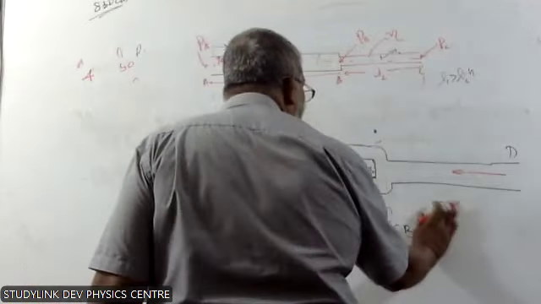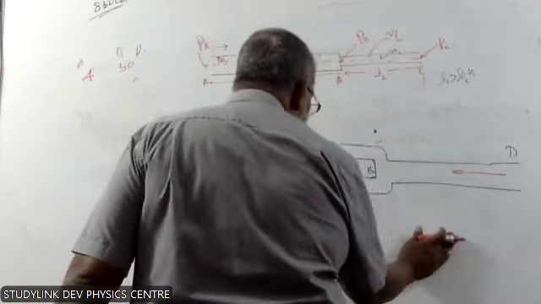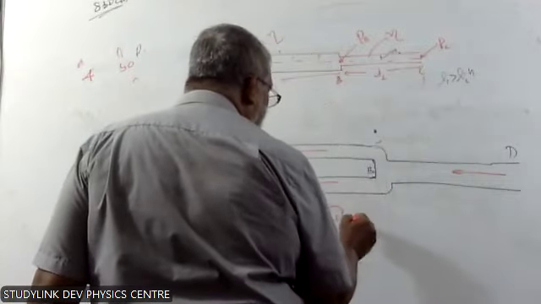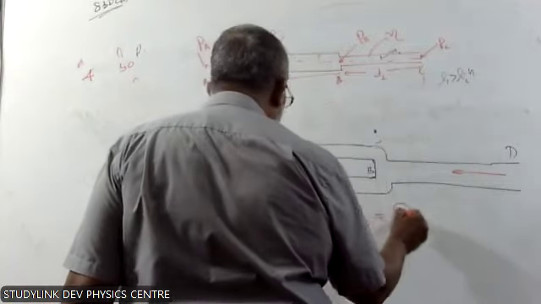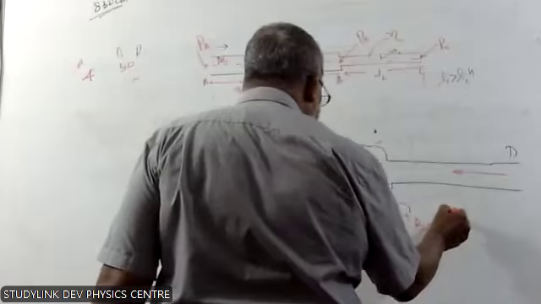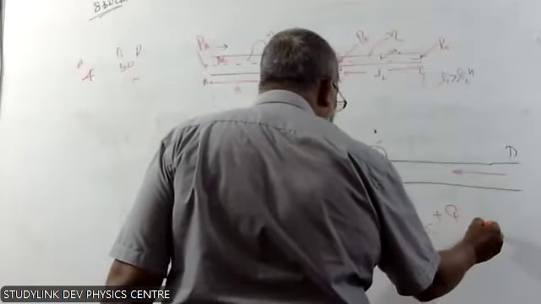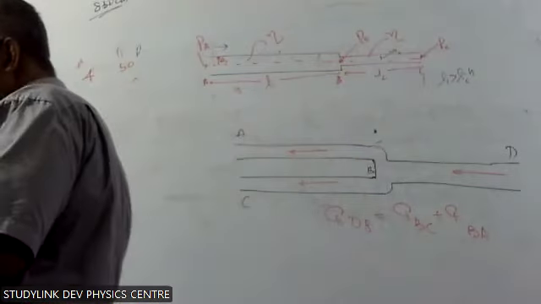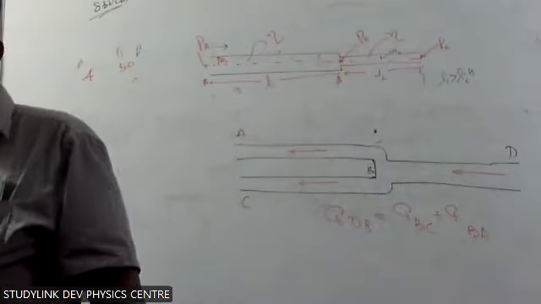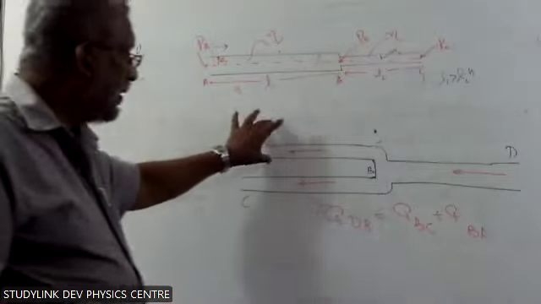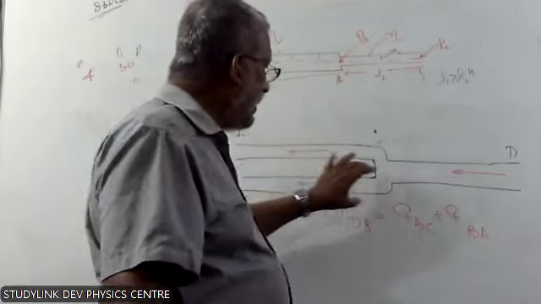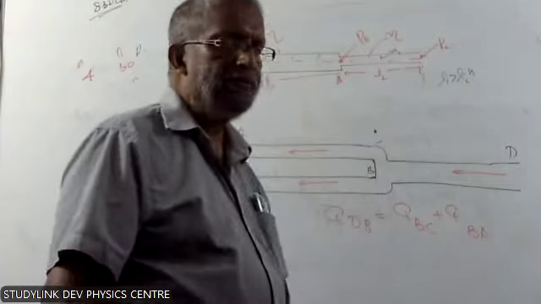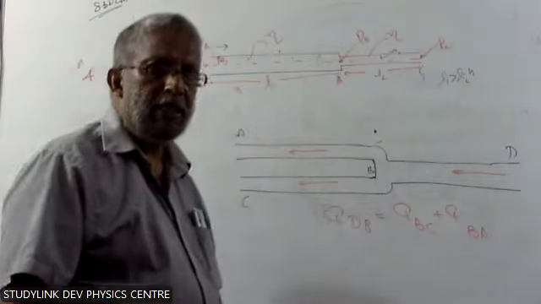Then QBB is equal to QBC plus QBA. It's coming the opposite way. Then you write the Poiseuille equation for this one, and use this equation. Then you get the answer for that.